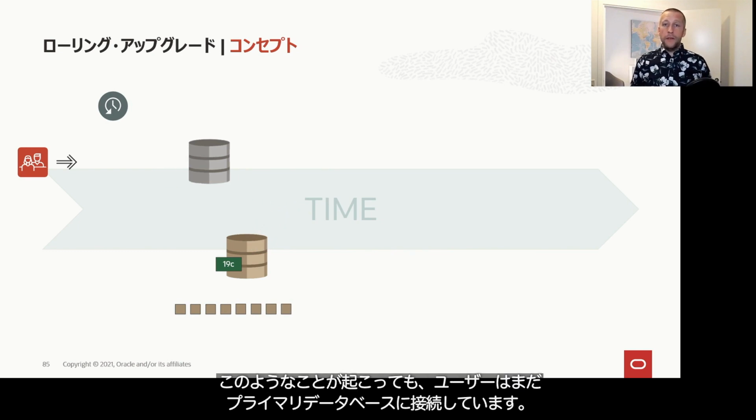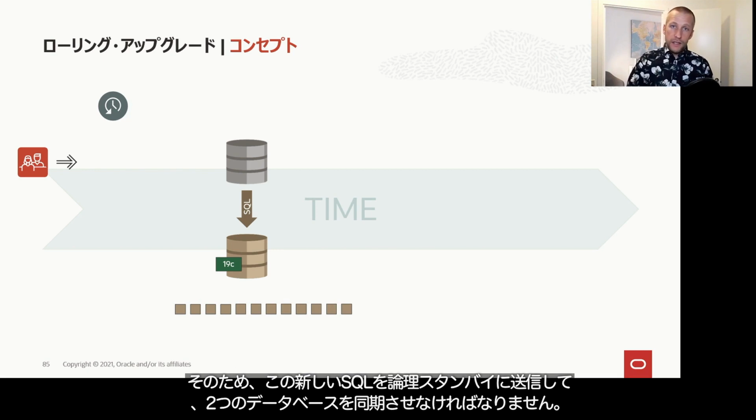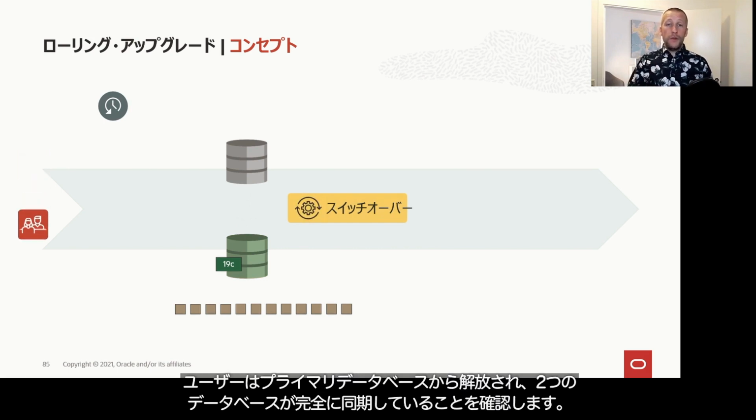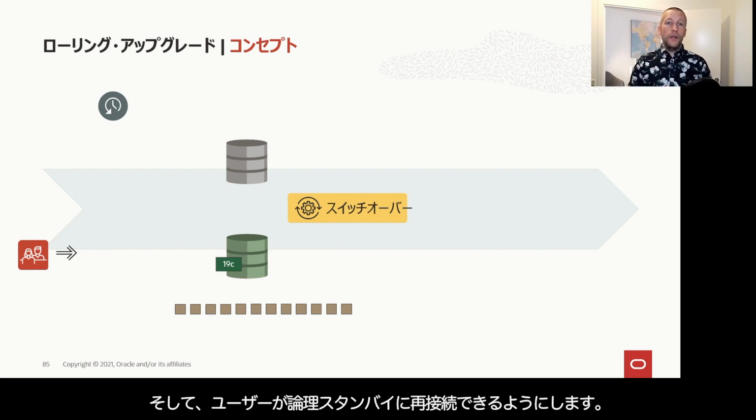While this has happened, the users are still connected to the primary database, so now we have to send additional SQLs to the logical standby to keep the two in sync. When you want, you can now do a Data Guard switchover. So the users are drained from the primary database. We ensure that the two databases are in perfect sync, and we then allow the users to reconnect to our logical standby.